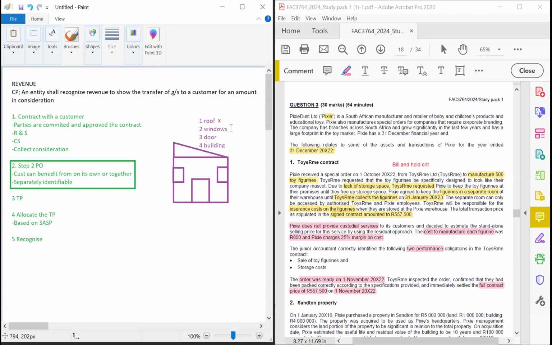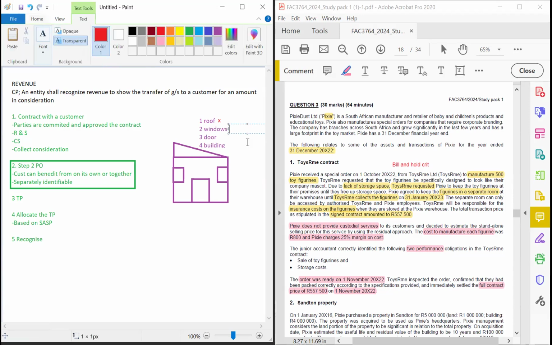Do you agree that the roof is dependent on the house? The customer cannot benefit from the roof alone if the house is not complete. You had promised the customer that you are going to build a house, which includes the door, the windows, the roof, and the construction of the building. So if you go to the customer and say, here's a roof, the customer is not going to benefit, because what are they looking for? They are looking for the house, right? So now it is interdependent.